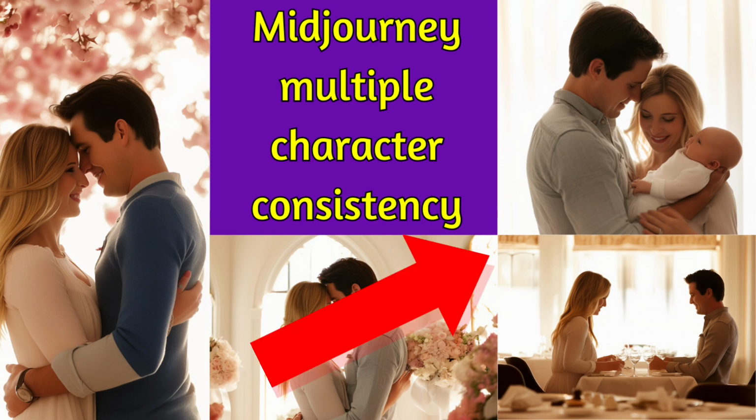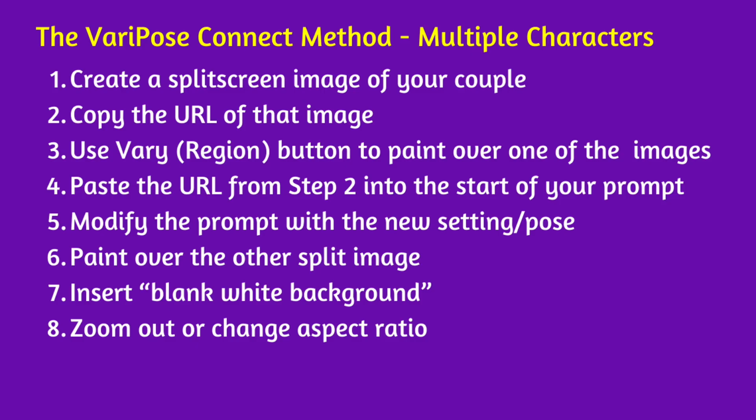I covered this method in more detail in a previous video which I'll link to here. The method for multiple characters is similar to the one we used for one character. Create a split screen image of your couple. Copy the URL of that image. Use the Vary button to paint over one of the images. Paste the URL from step 2 into the start of your prompt. Modify the prompt with your new setting or pose. Paint over the other split image. Insert blank white background to paint over the original split image. Optionally, zoom out or change aspect ratio.